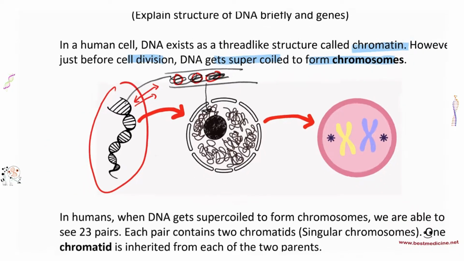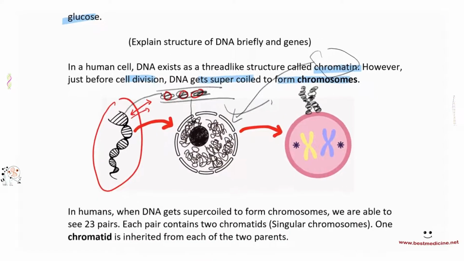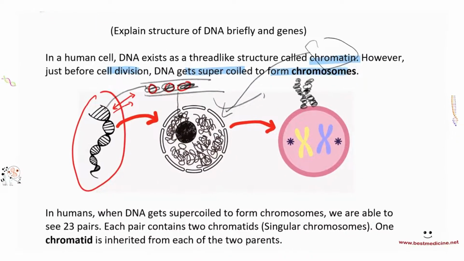So DNA normally exists as chromatin, but then this chromatin is going to condense to form chromosomes, just before the stage 2, the M phase of the cell cycle. All of this has been previously discussed, so I'm going at this in a very fast pace because I expect you guys to have watched the previous videos.